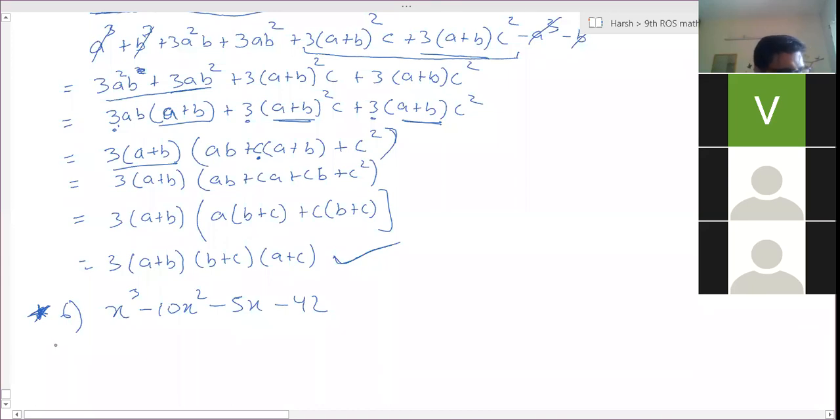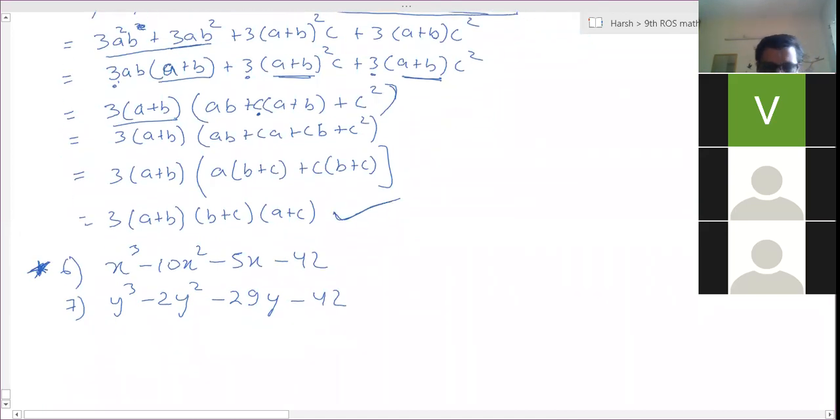Any other question in this? Sir, seventh one also the same. Anyone has solved the seventh one? Sir, I have solved. You got it? What is the zero of this polynomial? -2. Okay. So one factor is x plus 2, correct? Yes, sir. And the other factor is y square minus 4y minus 21.